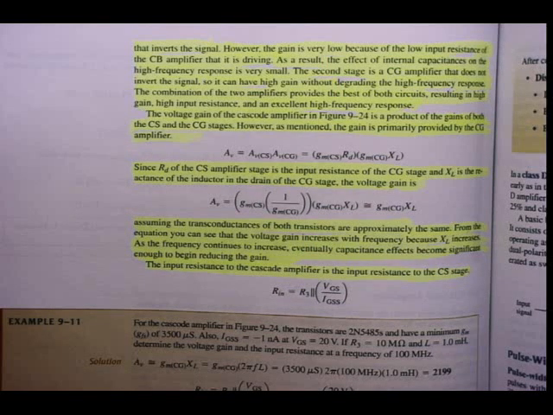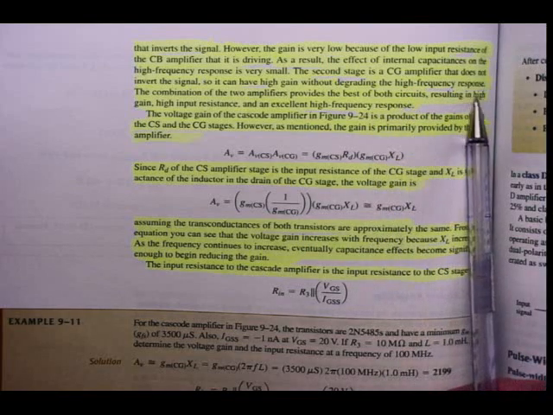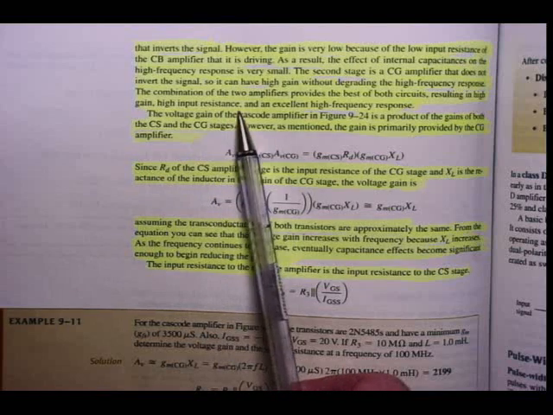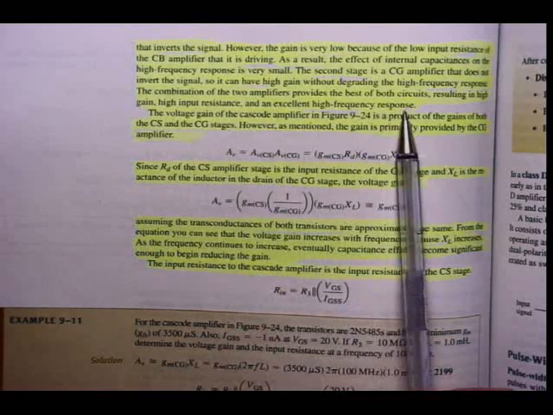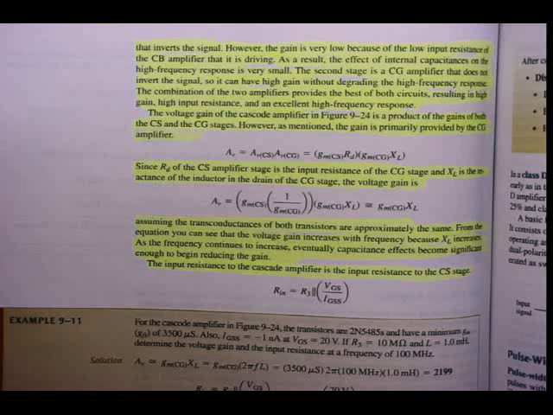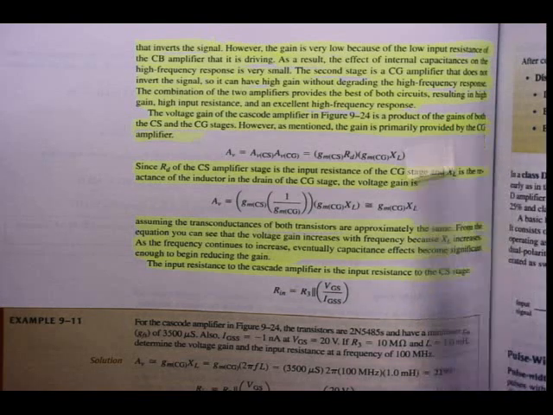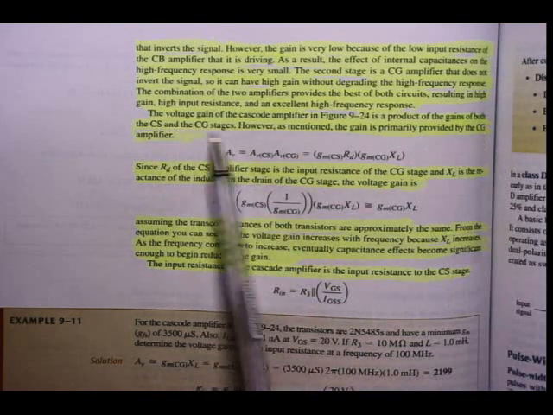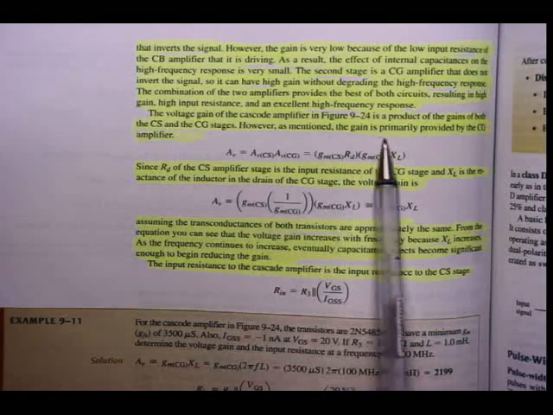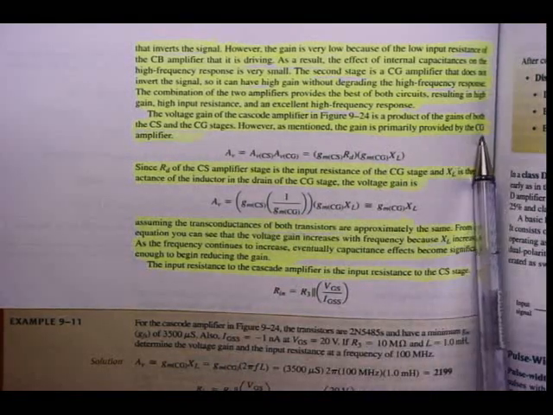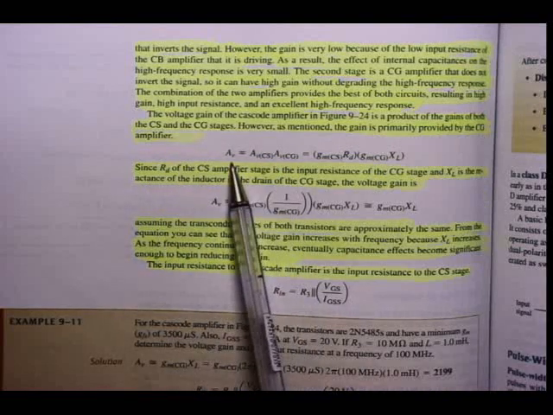So the combination of the two amplifiers provides the best of both worlds, resulting in high gain, high input resistance, and an excellent high frequency response. Right. So the voltage gain of the cascode amplifier in figure 9-24 is a product of the gains, as we've seen with multi-stage amplifiers, of both the common source and the common gate amplifier. However, as mentioned, the gain is primarily provided by the common gate amplifier, as we can see here.